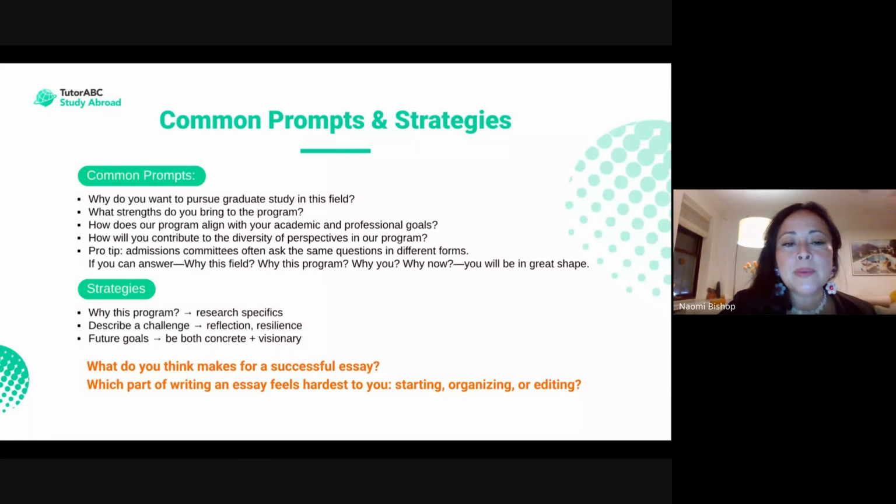And then describe a challenge. So reflection, resilience, and then future goals. Think about your future goals, both in concrete and visionary terms. So like the practical steps of, after grad school, I want to apply for this kind of job, or I want to work in this kind of setting. But then also why you want to work in that setting. Again, back to why is it important in this world?